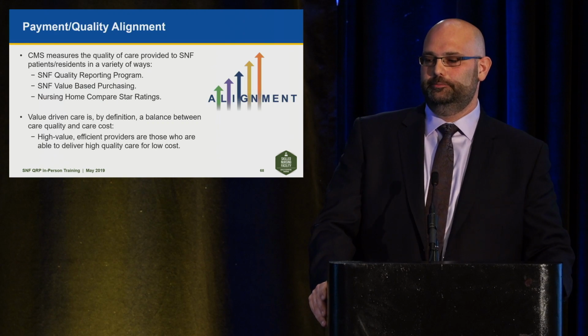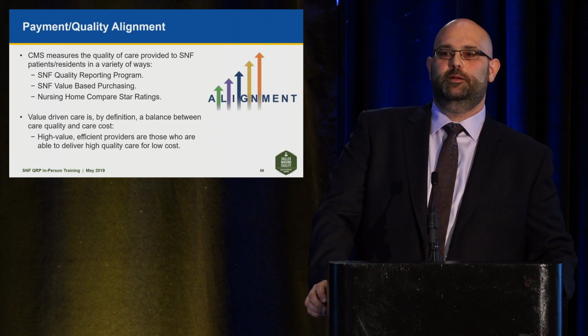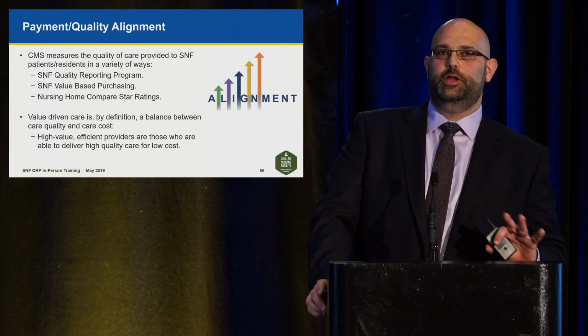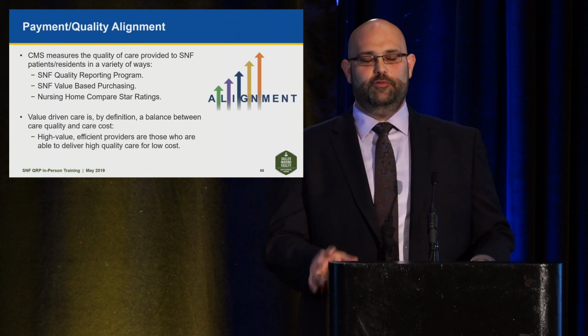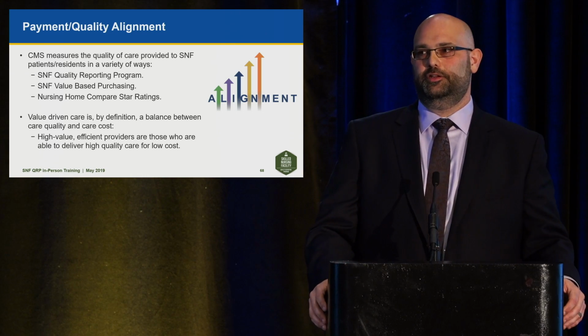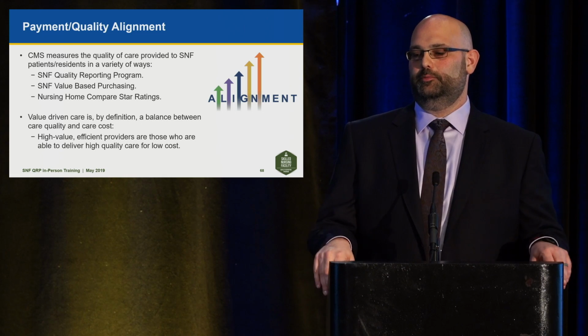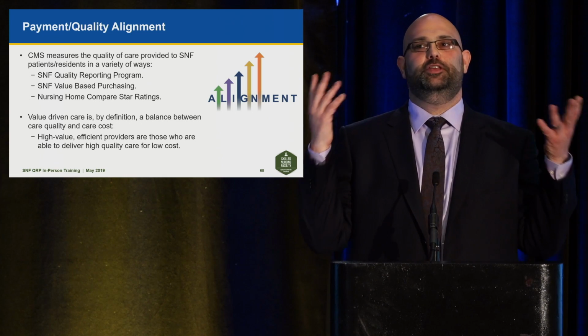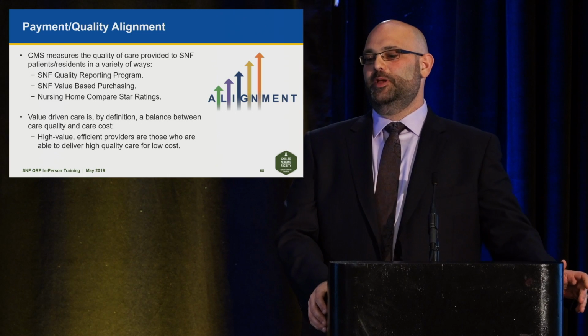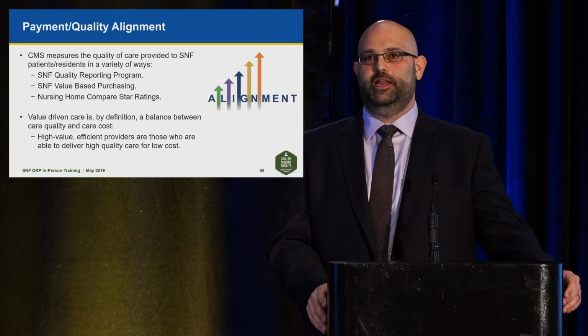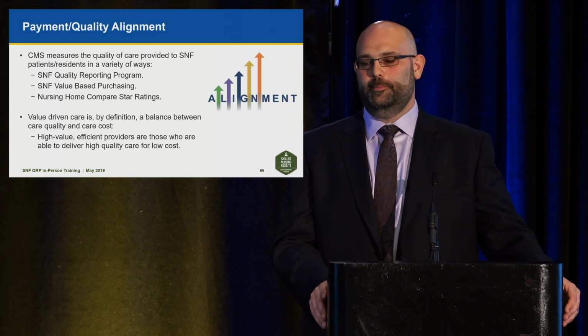The last one I want to talk about, I think this is the last one, is the alignment between payment and quality. And this is sort of a weird one because we have a lot of ways in which we measure quality under the current system. We have the SNF Quality Reporting Program, which has brought us all here for this conference. We have the SNF Value-Based Purchasing Program. We have Nursing Home Compare Star Ratings. We have all these various ways in which we measure quality.